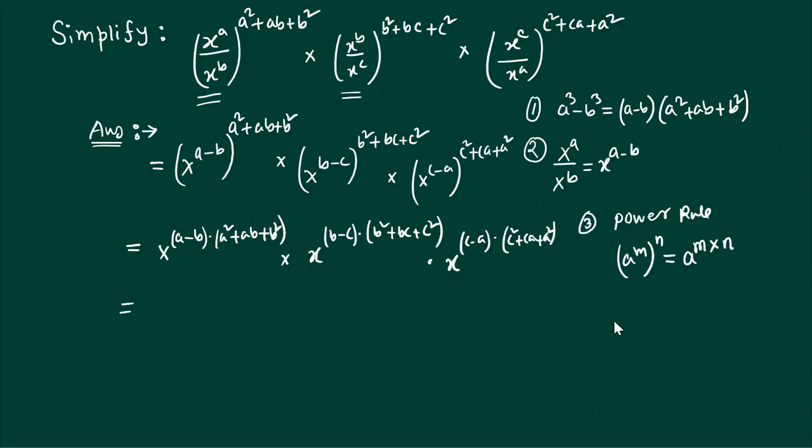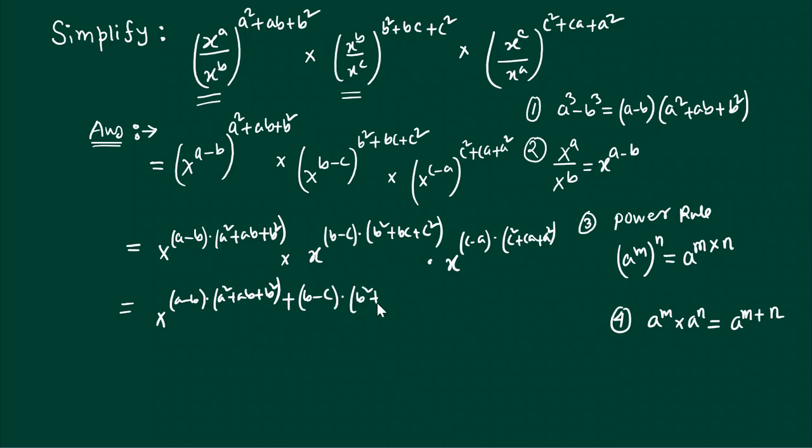After that, we use another identity, a^m times a^n = a^(m+n). So in this case, we can write that (a − b)(a² + ab + b²) + (b − c)(b² + bc + c²) + (c − a)(c² + ca + a²).